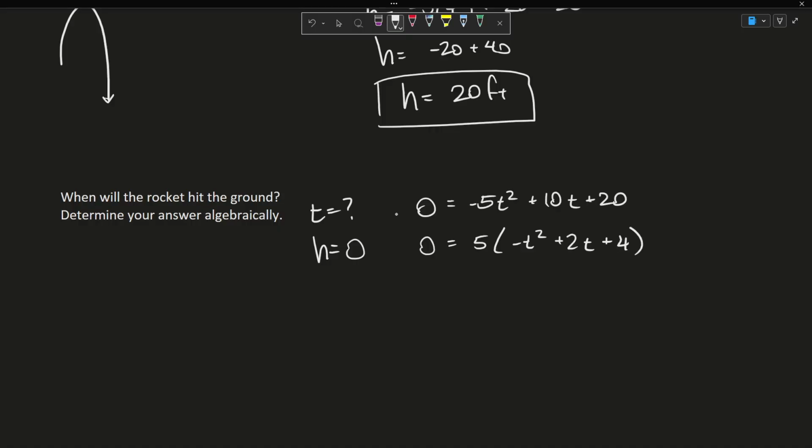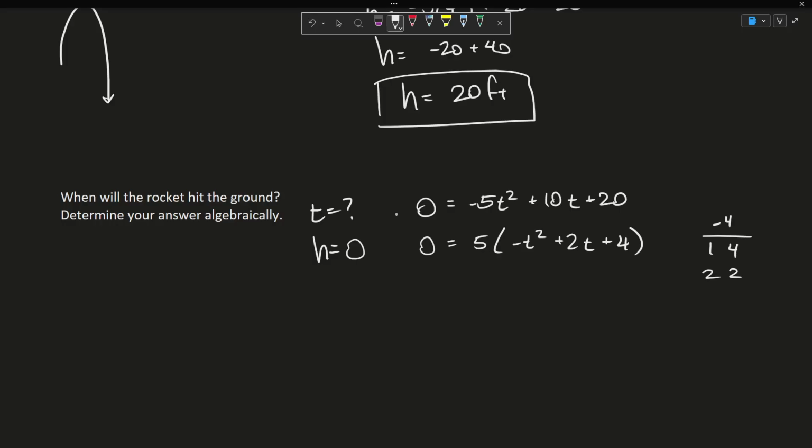And now looking at this, I'm going to try factoring for a bit. Negative 4. I have 1, 4, 2, 2. None of these add up to positive 2, even if one's negative. None of them could ever get to positive 2. So this tells me I must use the quadratic formula.